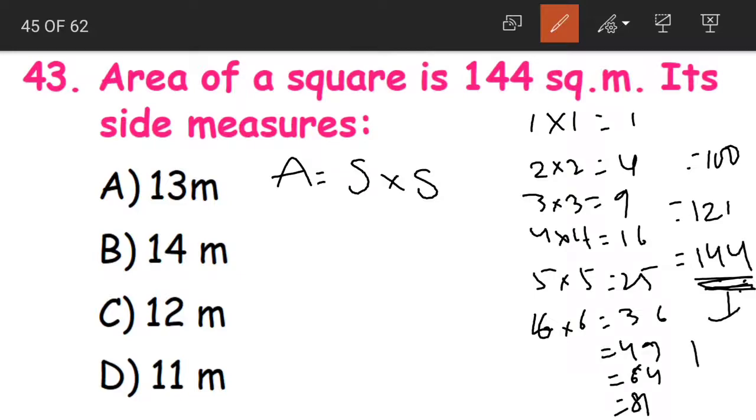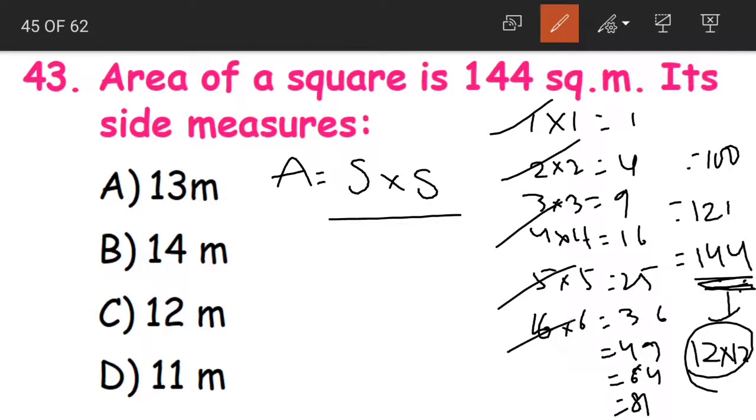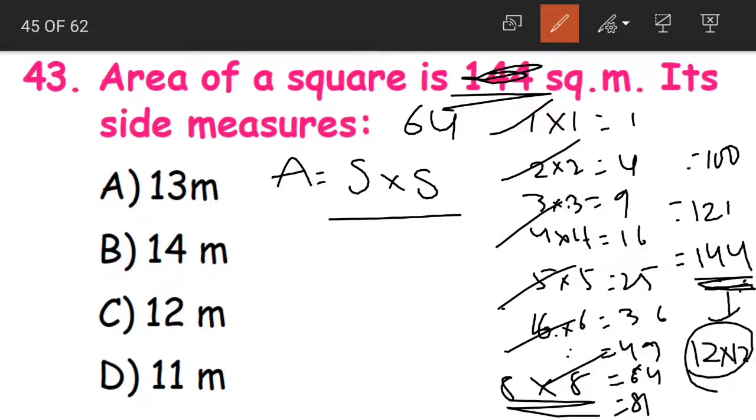How did we get it? By multiplying 12 two times. 12 into 12. So this 12 becomes the length of the side. Understood? We have to take each number and check upon multiplying which number will get the same area as given in the question. Suppose the area given in the question was 64. Then what will be the side, children? Here 8 into 8 is equal to 64. So the side of the square will be equal to 8.